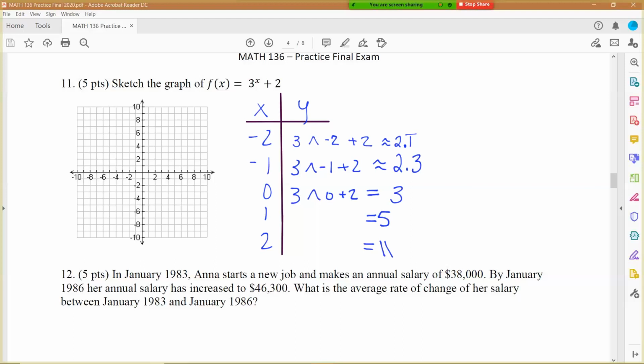So with these 5 values, we're going to go ahead and graph them. So if I graph negative 2, comma 2.1, maybe right there. 2.3 is just a tad bit above. 0. Oh, that's not even the right spot. Hold on. Here. There we go. 0, 3, 1, 5, 2, 11. Well, 2, 11 doesn't really fit on your graph, but you can approximate it.